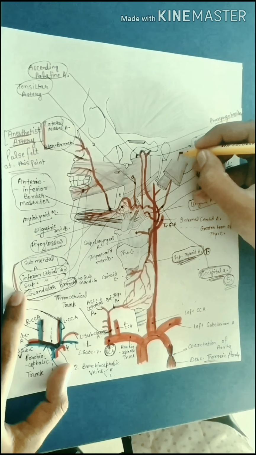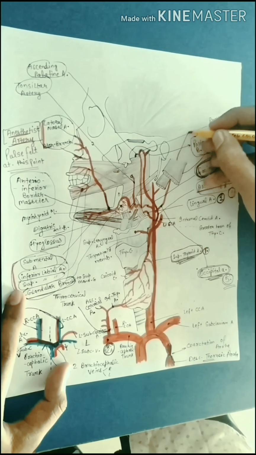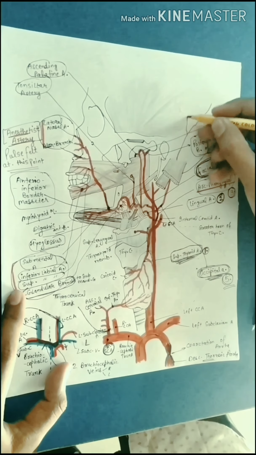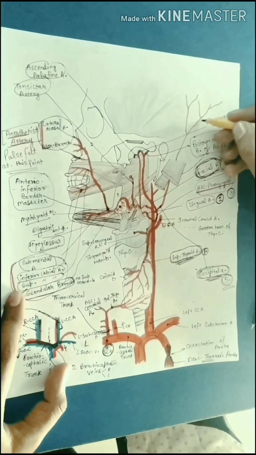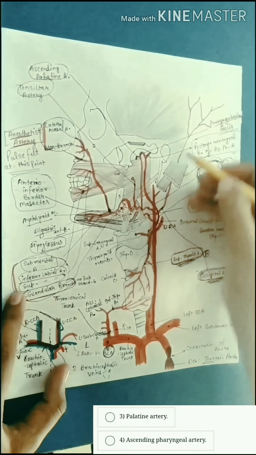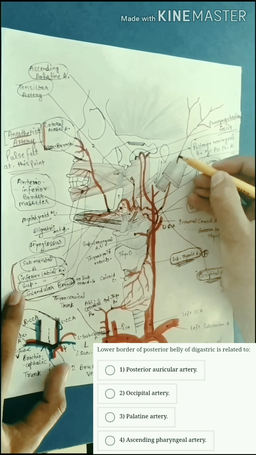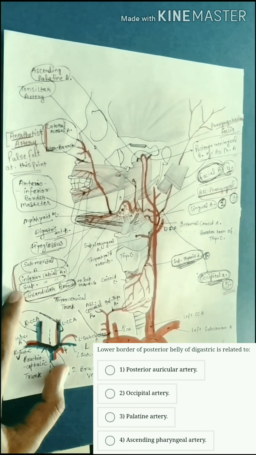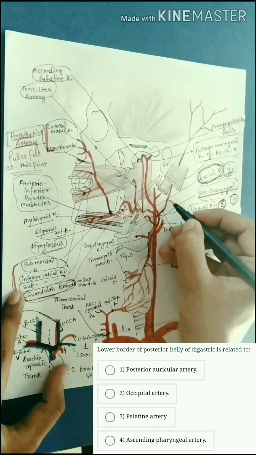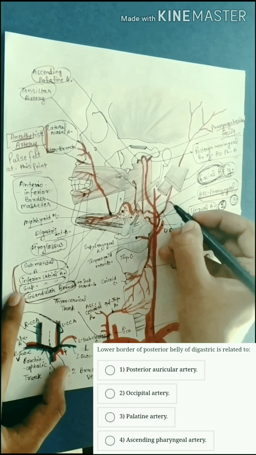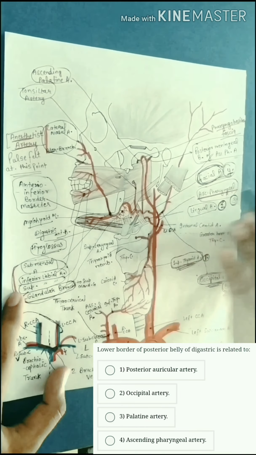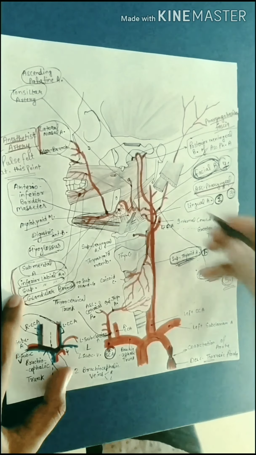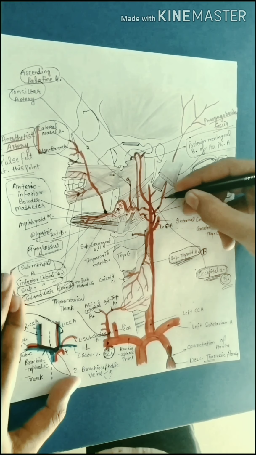Okay, so one of the important questions you have to note down is that this occipital artery is in strong relationship with the lower border of the posterior belly of the digastric muscle. Yes, it comes in MCQ. You have to note that the lower border of the posterior belly of the digastric is related to the occipital artery. The upper border is related to another artery, I will tell you.